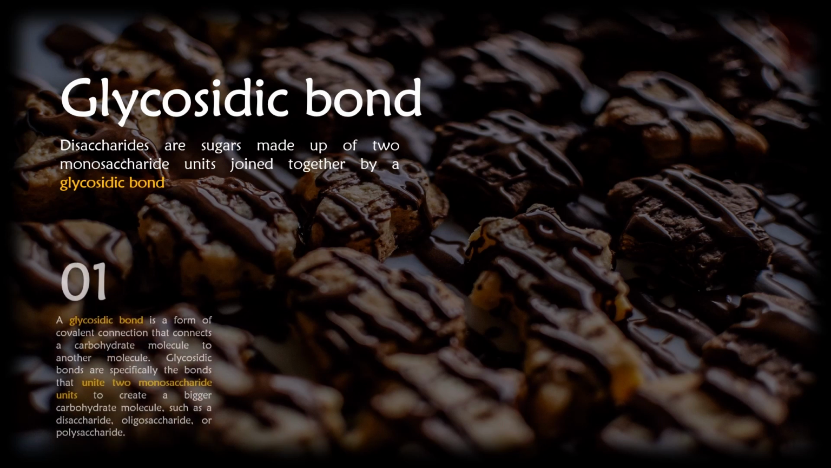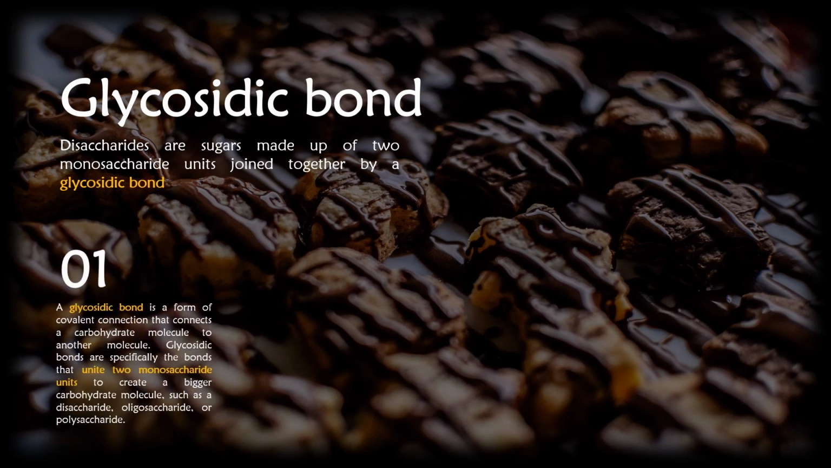A glycosidic bond is a form of covalent connection that connects a carbohydrate molecule to another molecule, which could be either another type of molecule like a protein or lipid, or it could be a different type of molecule entirely. Glycosidic bonds, as they are known in the context of carbohydrates, are specifically the bonds that unite two monosaccharide units to create a bigger carbohydrate molecule, such as a disaccharide, oligosaccharide, or polysaccharide.